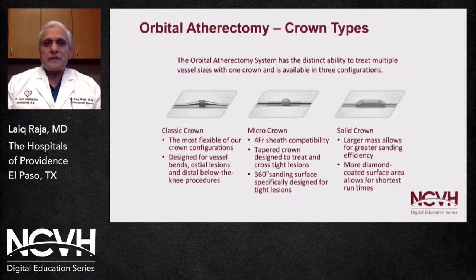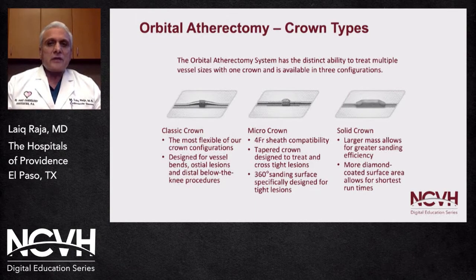There are three different kinds of atherectomy crowns available: classic crown, micro crown, and solid crown. If you look at the classic crown, it is a pretty low profile and very flexible, so it's usually used in the ostial areas which have a lot of tortuosity.